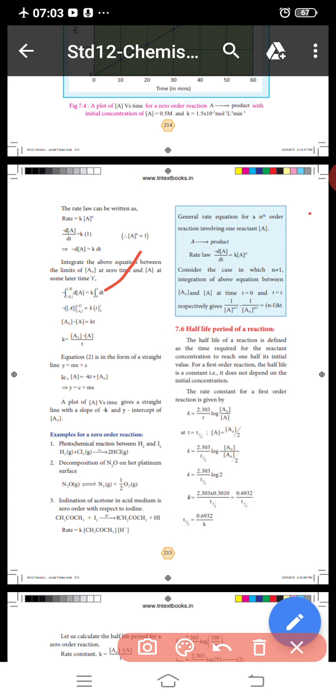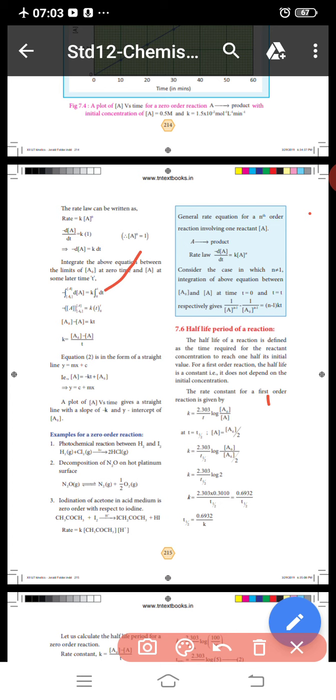This equation forms a straight line, y is equal to mx plus c. So a plot of A versus time gives a straight line with a slope of minus k and an intercept of A naught.